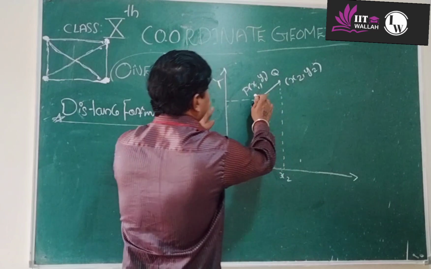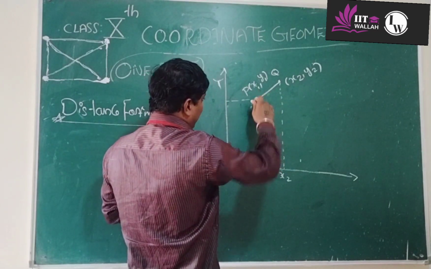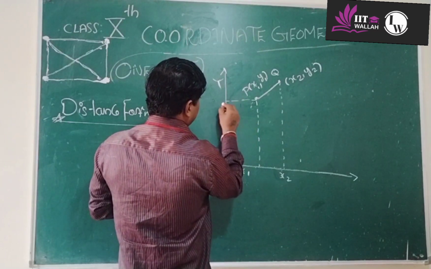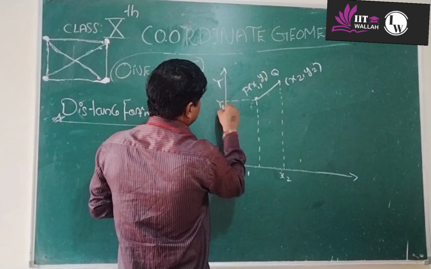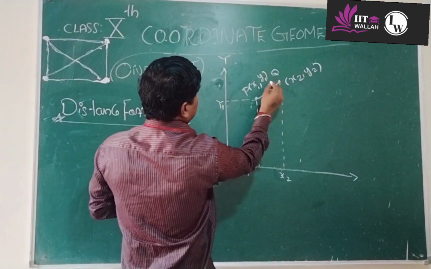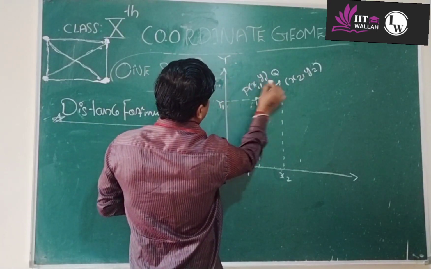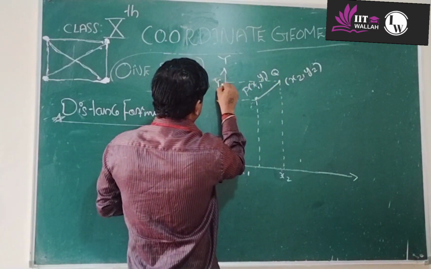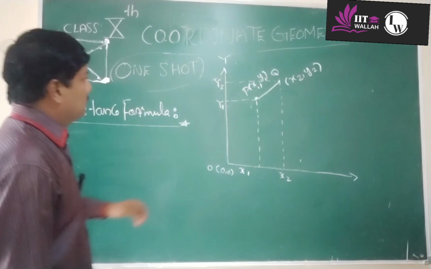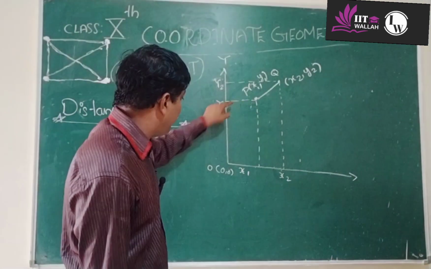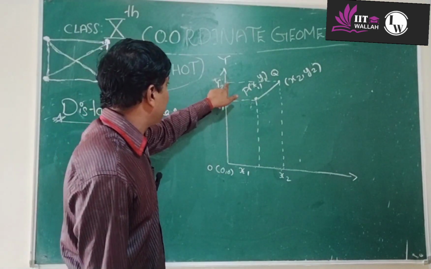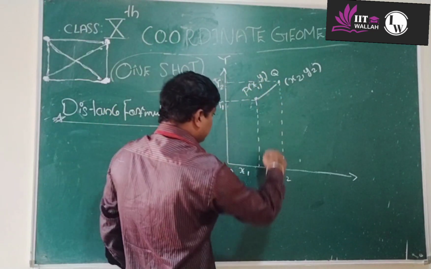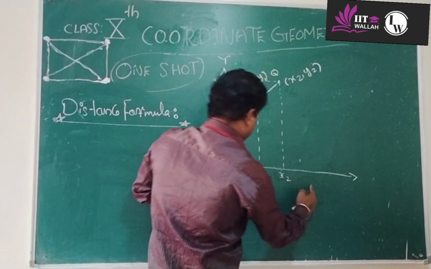The distance of a point to the y-axis is the x coordinate. The distance of a point from the x-axis is the y coordinate. This one is y1 and this is y2. Clear? y1 means the distance of this point from the x-axis, and y2 means the distance of this point from the x-axis. So this is y1, this is y2, this is x2, this is x1.